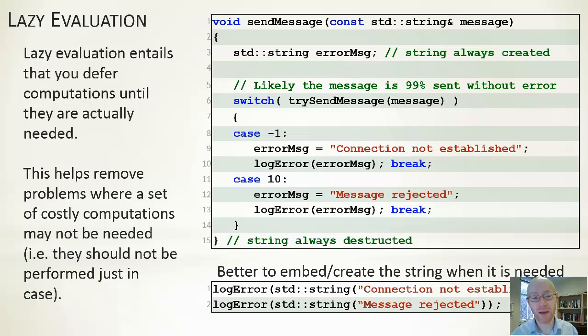Line 6, we've got our try send message, and we're then switching on the return from that. So it's going to send something and give us back a message. And you see the comment in line 5 that most of the time it's going to be sent without any trouble. Line 8 and line 10, the two case statements, are ones where we have a problematic return from it. So in this case, connection not established or message rejected or whatever the thing's going to be. But at that point, inside those cases, we populate our error message and we then log the thing out. Line 15, we're finished.